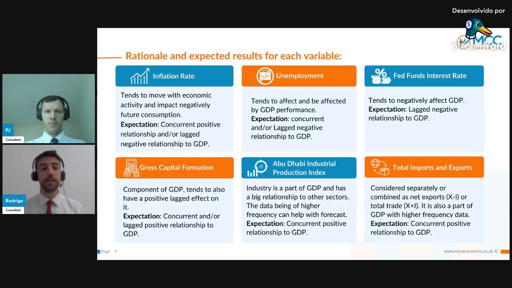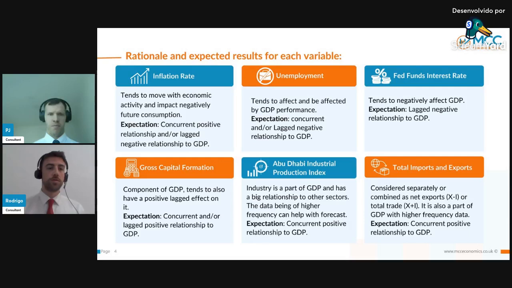So that's why not only do we expect the gross capital formation to have a positive relationship to current GDP, being a component of it, but also to future GDP, since you already have this capacity installed, that it's going to be operating and generating economic output throughout the years. Then we come to the industrial production index.